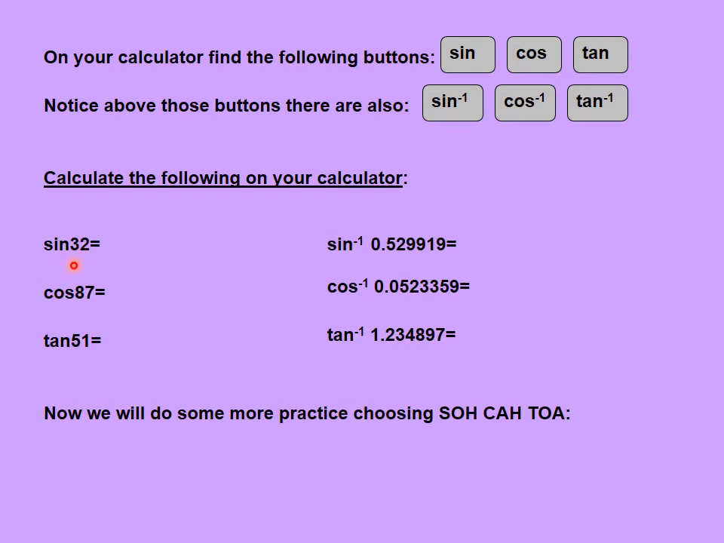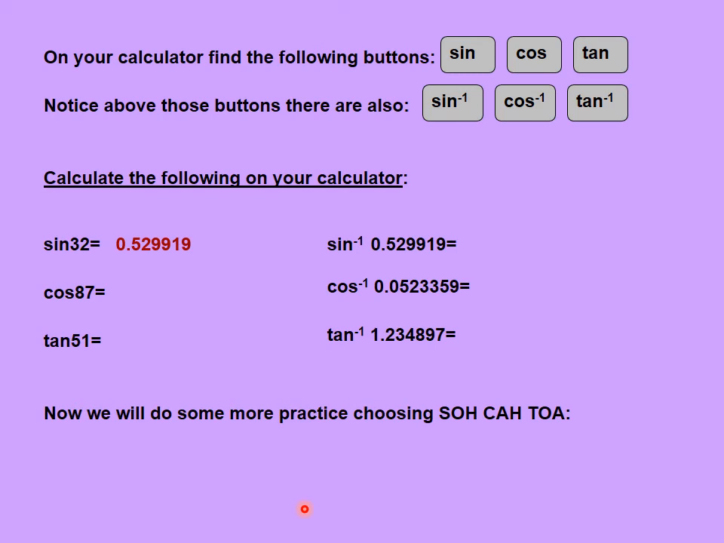So go ahead and try sine 32 and so on. But these ones go straight in the calculator with sine, cos, tan. These ones do the inverse. Remember, round these to whole numbers. These ones will be 4-digit decimals. Okay? So see if you can get these answers.